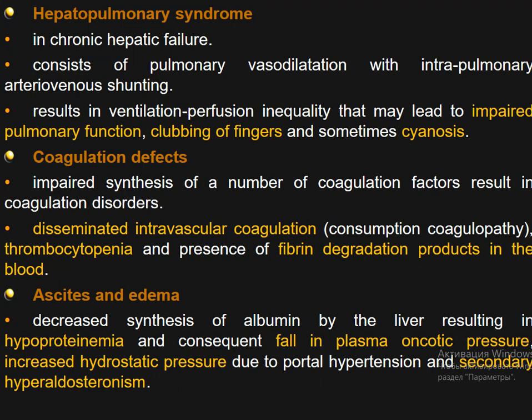The next manifestation we name ascites and edema. It is caused by decreased synthesis of albumin by the liver resulting in hypoproteinemia and consequent fall in plasma oncotic pressure, increased hydrostatic pressure due to portal hypertension, and secondary hyperaldosteronism.